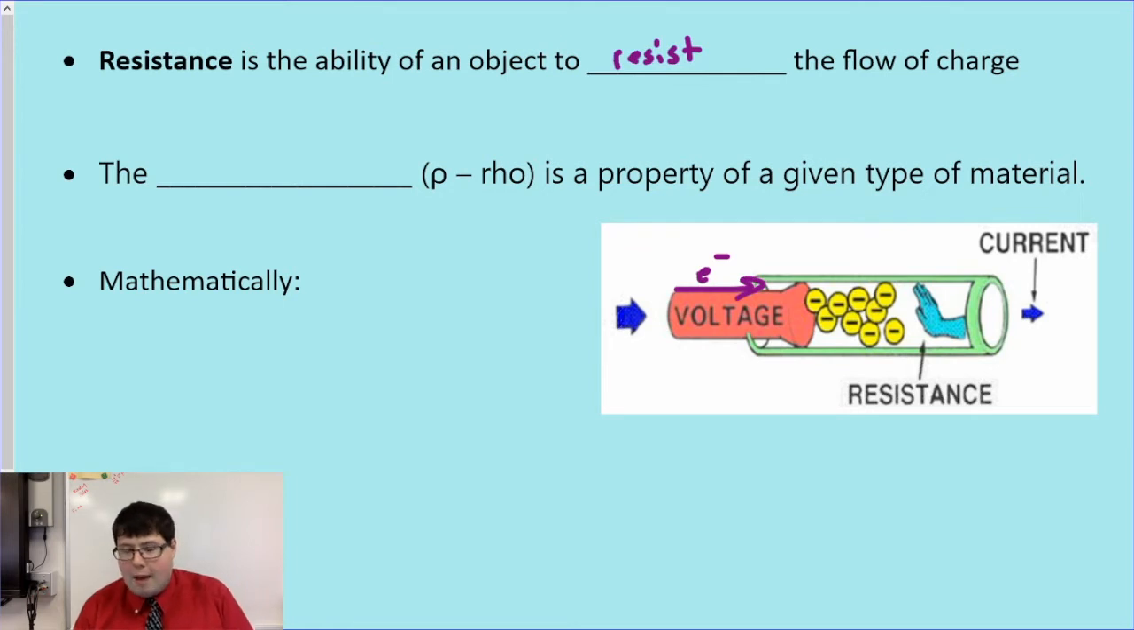Now this resistance depends on a few things. We're going to look at it mathematically in a second. But the first is just a property of the material. It's called resistivity. And we represent resistivity with the Greek letter rho. And it depends on the material that you look at.